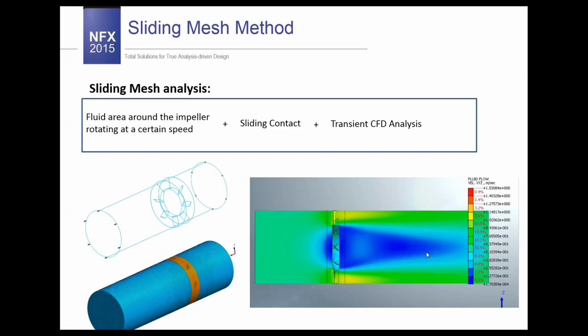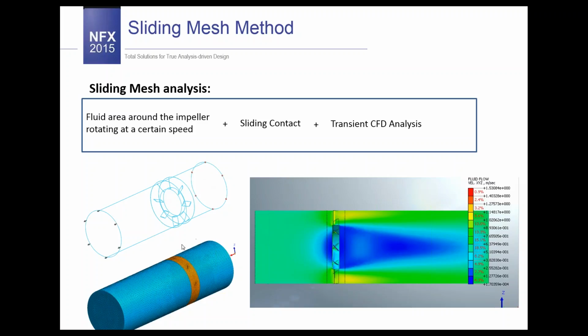Now let's talk first about the sliding mesh method. To tell you very shortly what it is, first of all, you create a fluid area around the impeller. Then this impeller rotates at a certain speed.